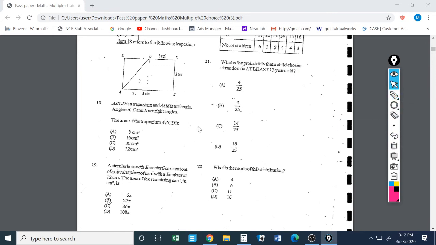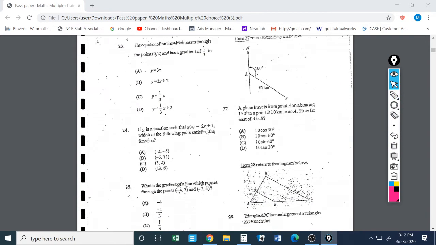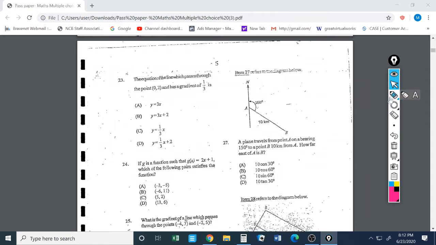All right, so let's move on now, guys. Let's move on to 23. For 23 now, it says the equation of a line which passes through the point (0, 2) and has a gradient of 1 over 3 is... So clearly the answer, to me, it's kind of obvious. Remember, y is equal to mx plus c. This is the most important formula when it comes to a line, guys. Now, if the gradient is 1 over 3, m is equal to the gradient. So these two are out because clearly the gradient has to be 1 over 3.